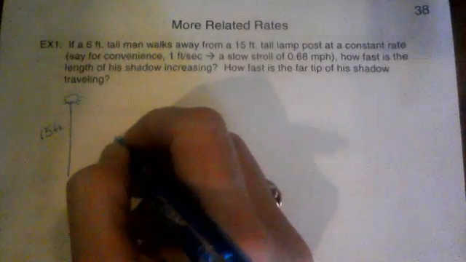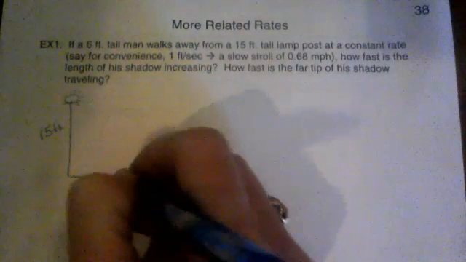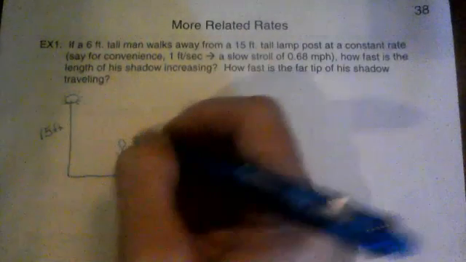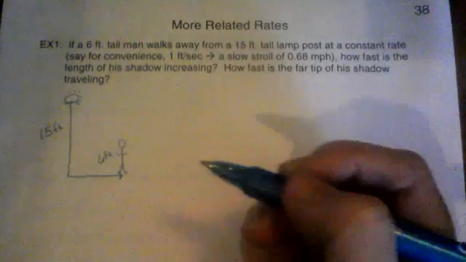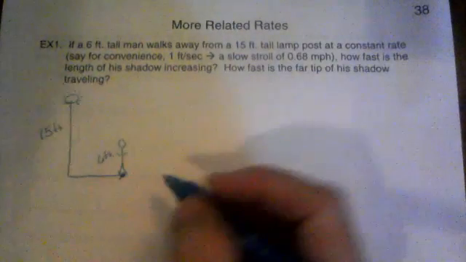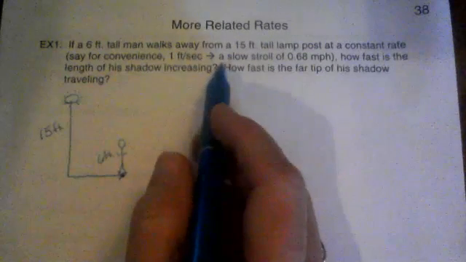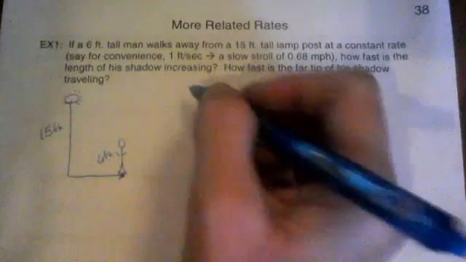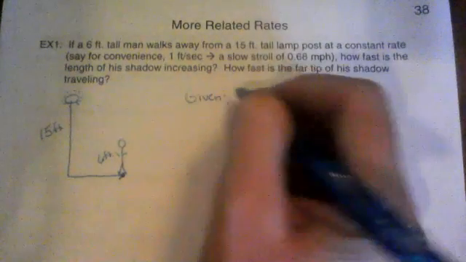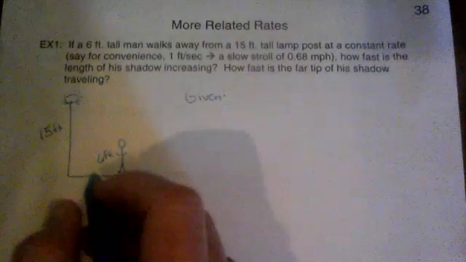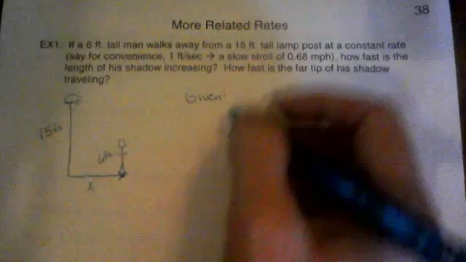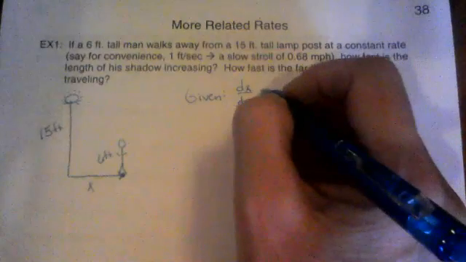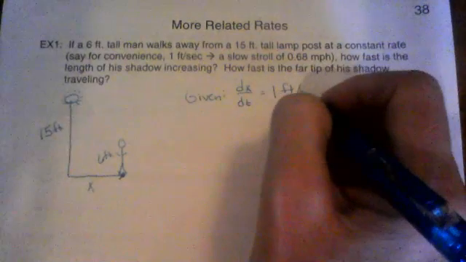The man is 6 feet tall, and he's walking away from this thing, so we'll just put him here. He is 6 feet tall. That's not going to change either. And it says that he's walking at a rate of 1 foot per second. We'll call this x here. So we're given this change in x over time is 1 foot per second.